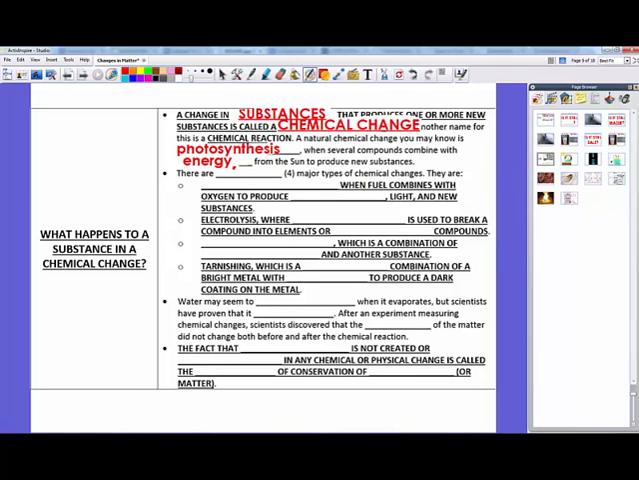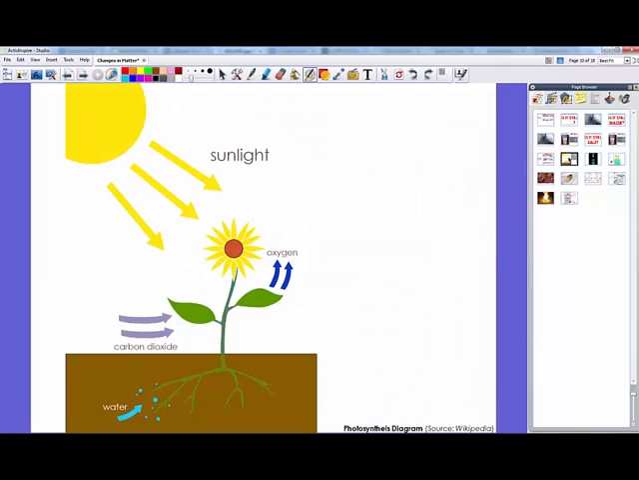And so here I have this diagram right here of photosynthesis. Okay, sunlight comes from the sun. We have in the flowers and in the leaves, carbon dioxide goes in along with water. We have a chemical reaction, oxygen comes out. So carbon dioxide goes in, we have a change. Is it still carbon dioxide? No, it's changed to oxygen. So if the answer is no, it's a chemical change.